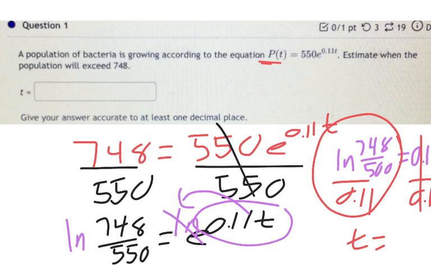Sorry, it's taking me a minute. It won't let me. Every time I try, let me just do it this way. 7, 4, 8. Yeah, there you go. 0.11. Oh, you were right. You don't say.